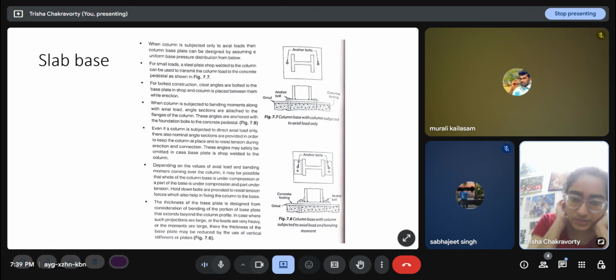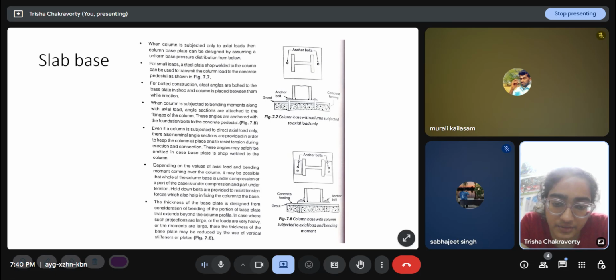Depending on the values of axial load and bending moment coming over the column, it may be possible that the whole column base is under compression, or a part of the base is under compression and part under tension. Hold down bolts, which are the bolts under tension, are provided to resist tension forces, and also help in fixing the column to the base. The thickness of the base plate is designed from consideration of bending of the portion of the base plate that extends beyond the column profile.